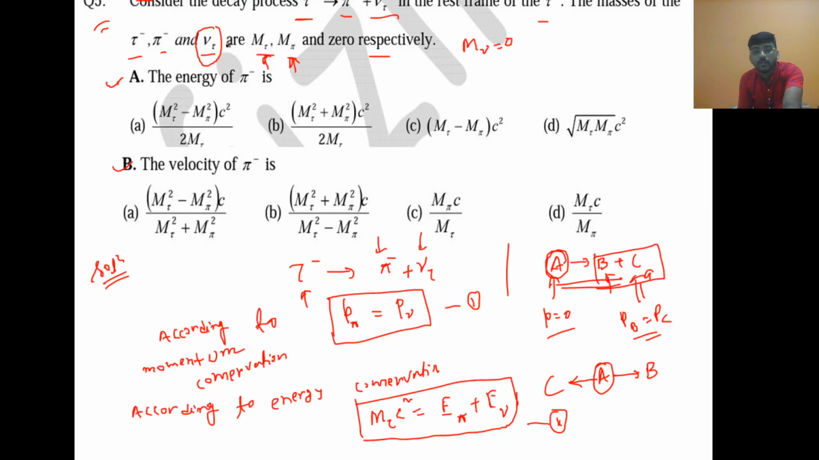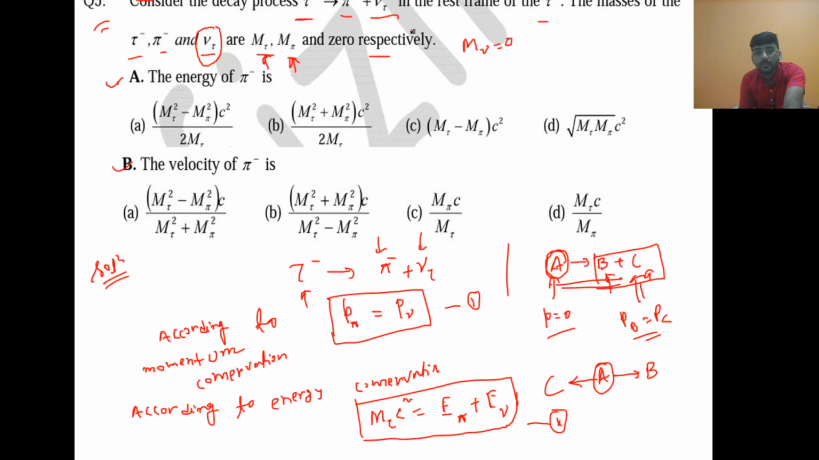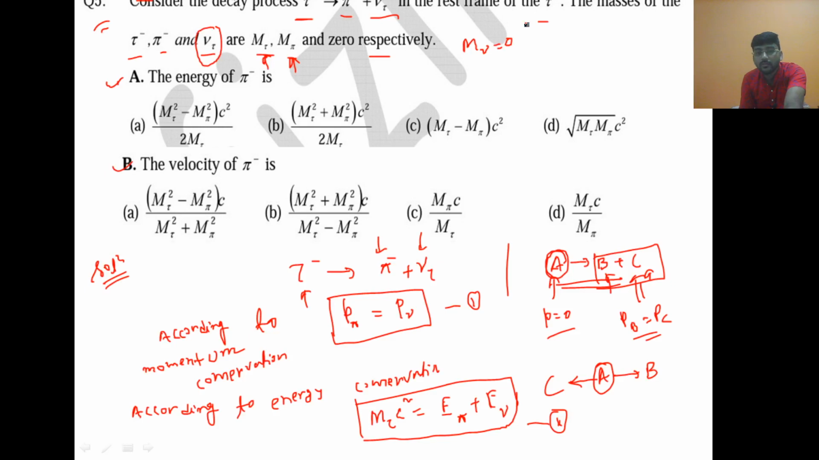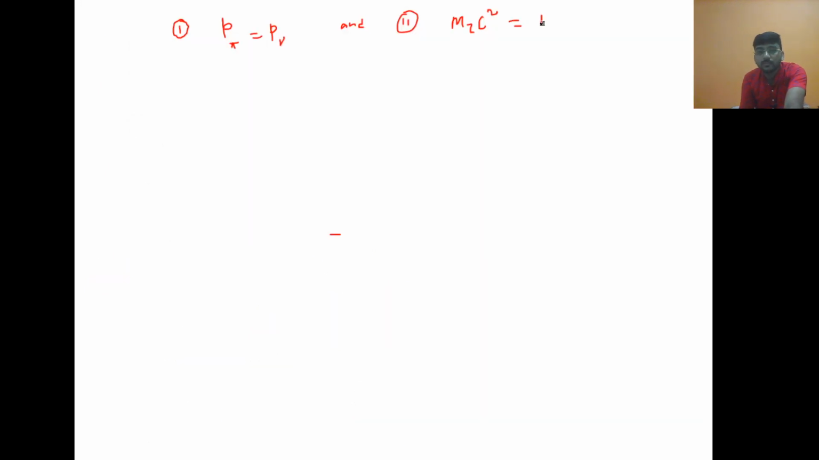So here we have one equation, p pi is equal to p nu, and the other equation is m tau c square is equal to E pi plus E nu. Now what will be E pi and what will be E nu?